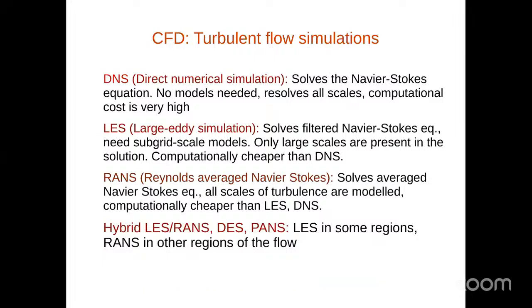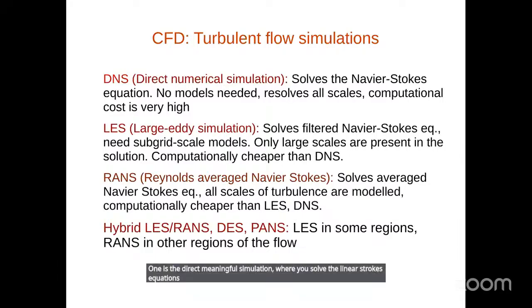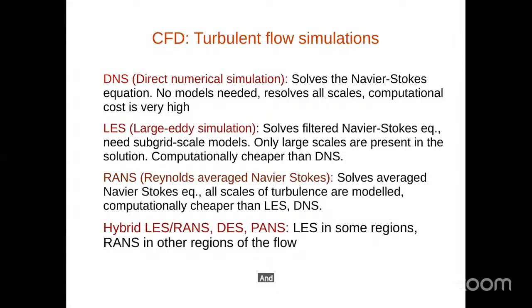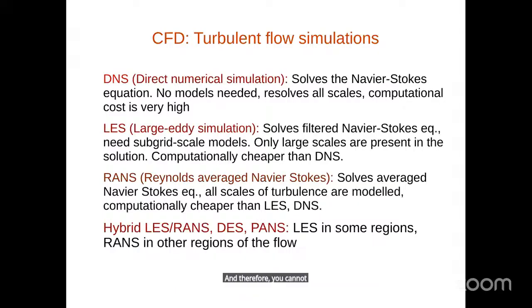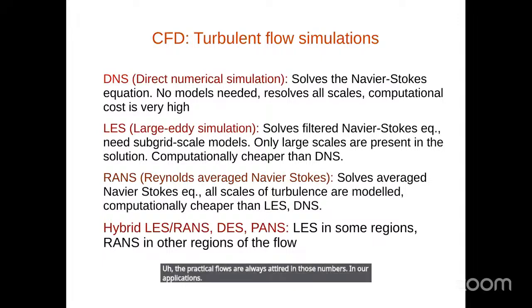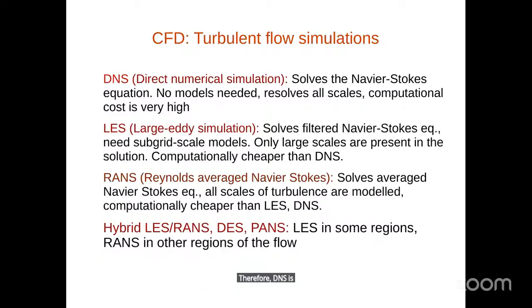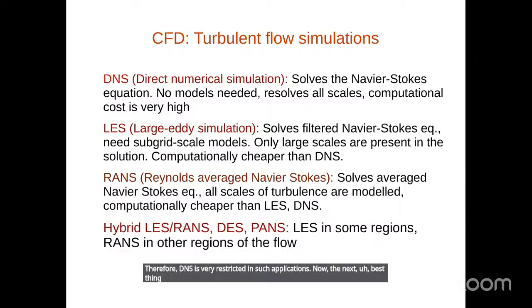Now, there are several methods. One is the direct numerical simulation, DNS, where you solve the Navier-Stokes equations without any modeling, and naturally it resolves all the scales. The computational cost is very high, and therefore you cannot use this method for high Reynolds number flows. The practical flows in our applications are always at high Reynolds numbers, and therefore DNS is very restricted in such applications.